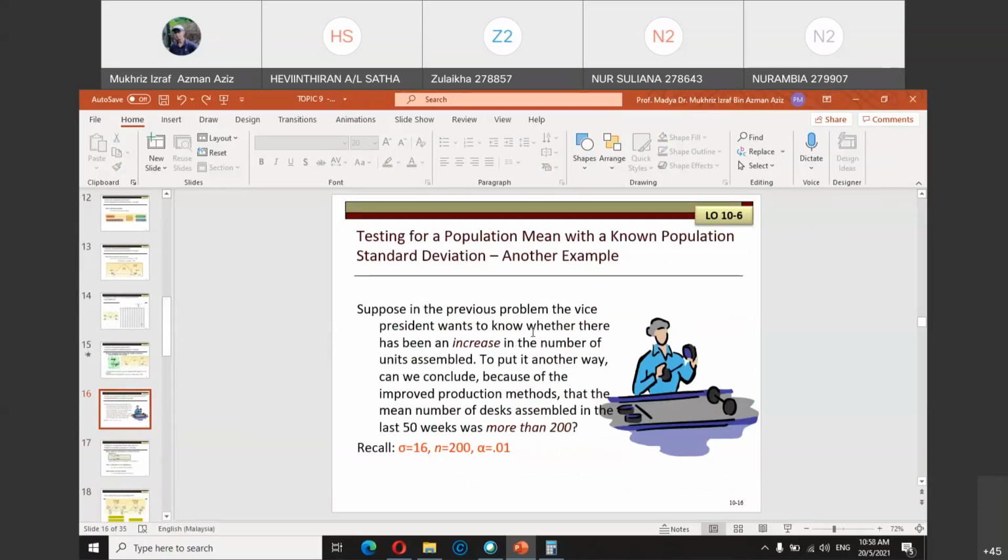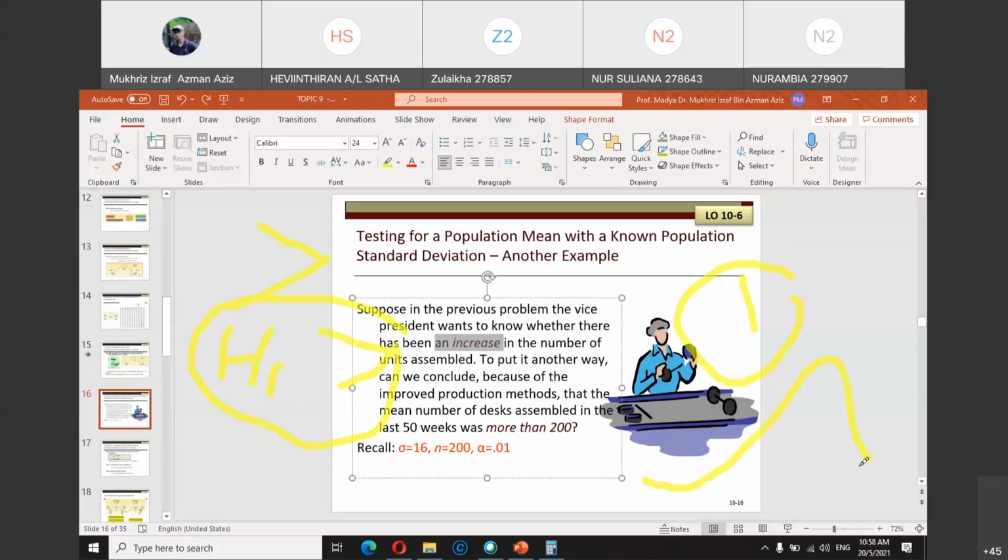Okay, so using the same example, but we want to know whether there has been an increase. Again, the word increase points to a value that is higher than, or the value has increased. So that will point to H1 to be more than, which means you are going to use a one-tail test. That one-tail test will be the area on the right side of the distribution.